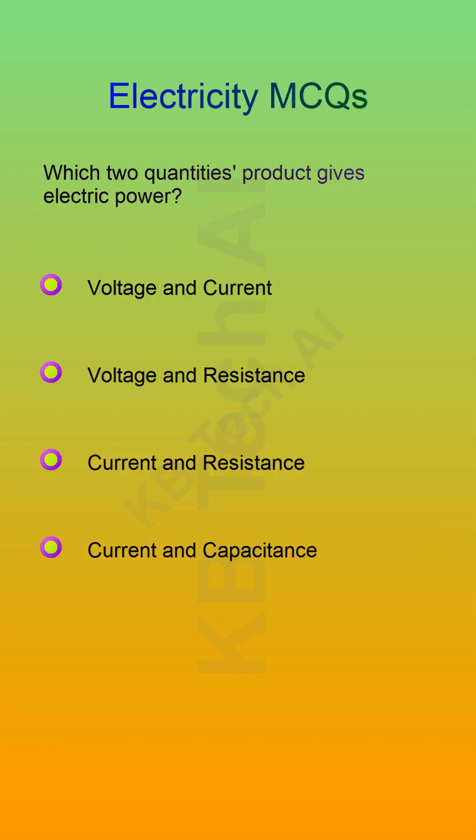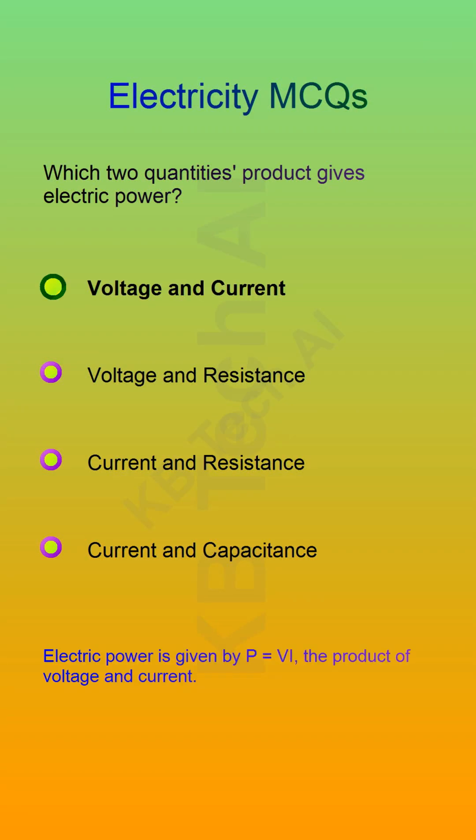Which two quantities product gives electric power? Option 1, voltage and current, Option 2, voltage and resistance, Option 3, current and resistance, Option 4, current and capacitance. The answer is Option 1, voltage and current.